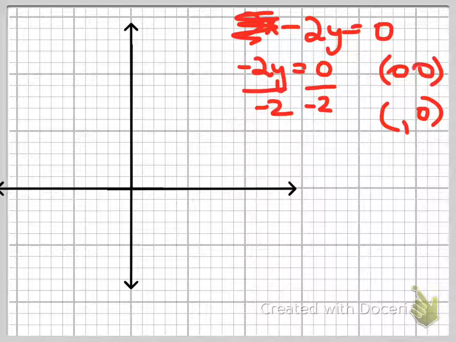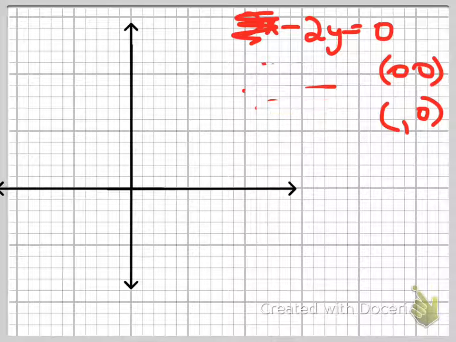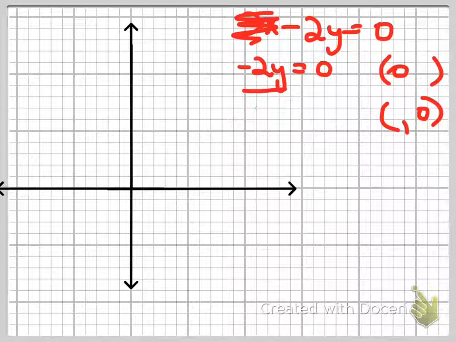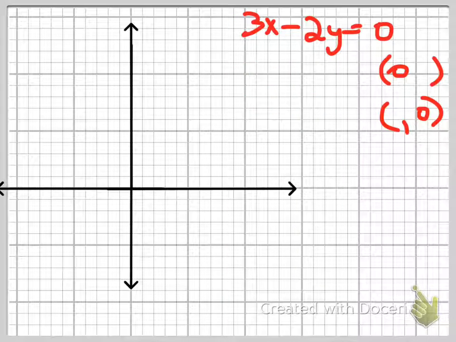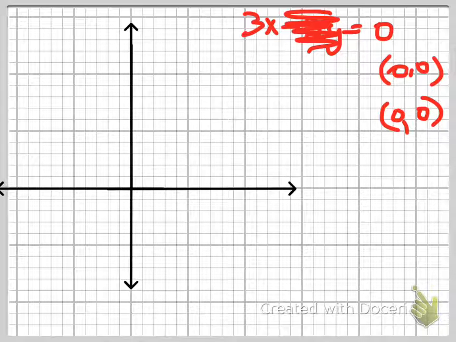Very good. Let's do this again. If I put a 0 for this one now, it's going to be 0 again. That doesn't help us at all. We need 2 points. We know we have 0, 0. Now, if this happens and you have a 0 on the other side, then you're going to have to find another point. You can't just do this.